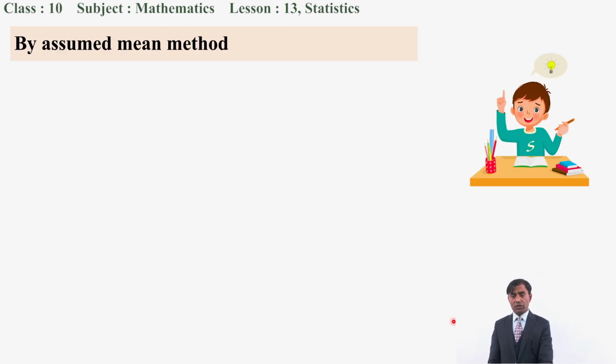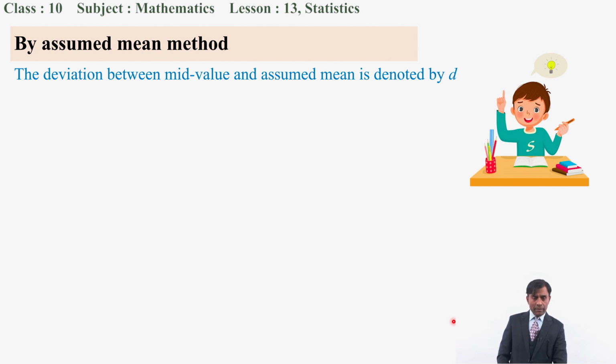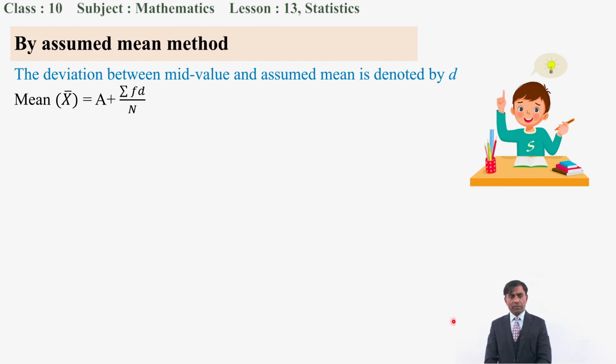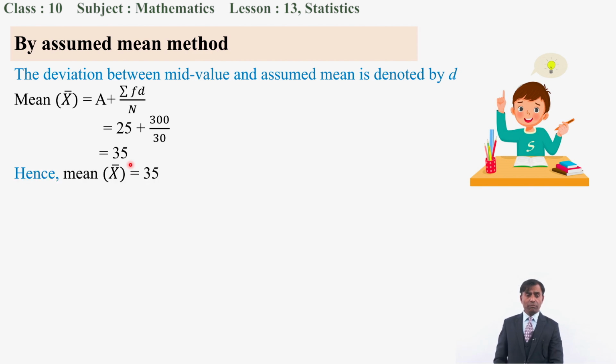Right? After this, the deviation between mid value and assumed mean is denoted by D, where D is called the deviation between mid value and assumed mean. Then mean x bar is equal to A plus summation FD by N. So A is 25 plus summation of FD, that is 300 divided by 30. 300 divided by 30 is 10. 10 plus 25 is 35. So therefore, mean x bar is equal to 35.